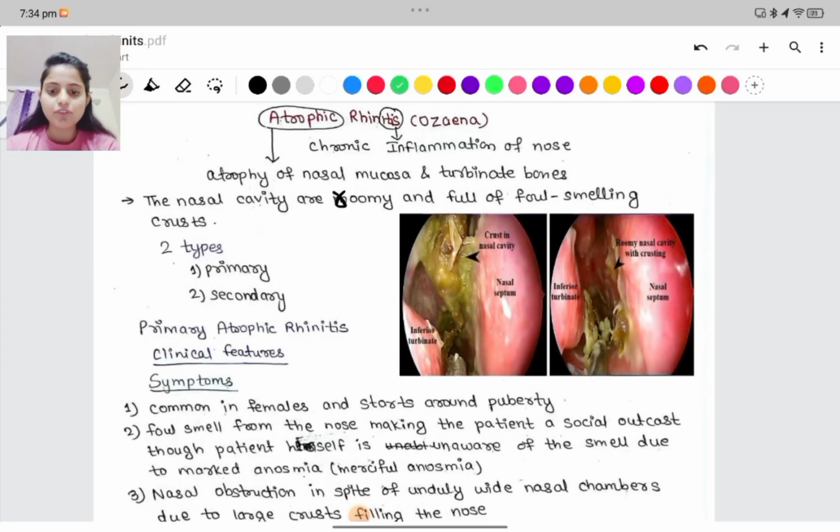Let's study atrophic rhinitis. It is also called Ozaena. Atrophic means there is atrophy of the nasal mucosa and the turbinate bones. Rhinitis: itis means inflammation of the nose. So atrophic rhinitis is the chronic inflammation of the nose which is characterized by atrophy of the nasal mucosa and the turbinate bones. Ozaena means foul smelling.